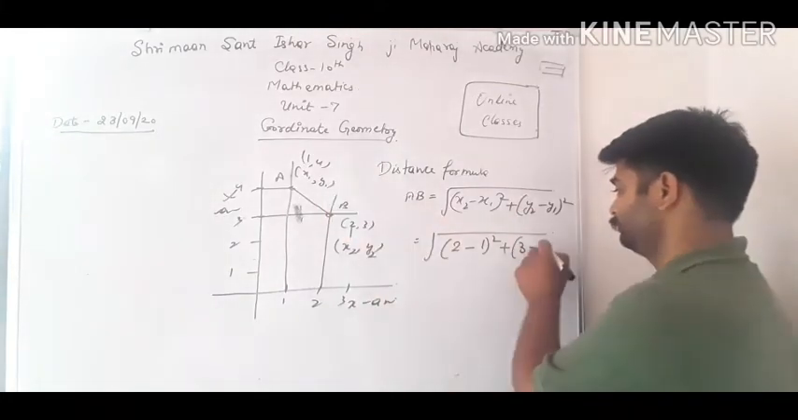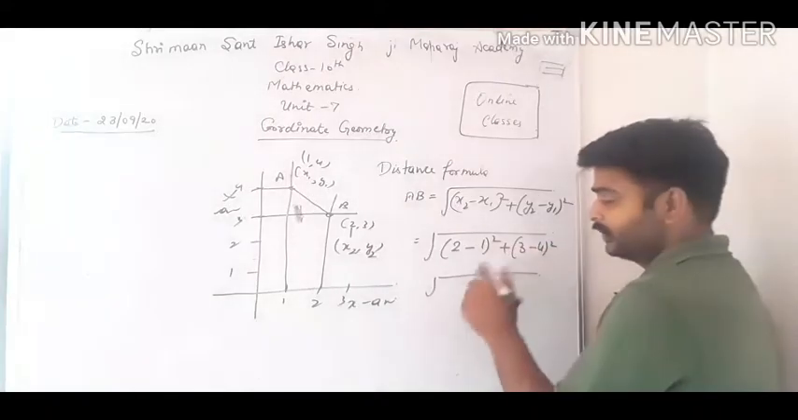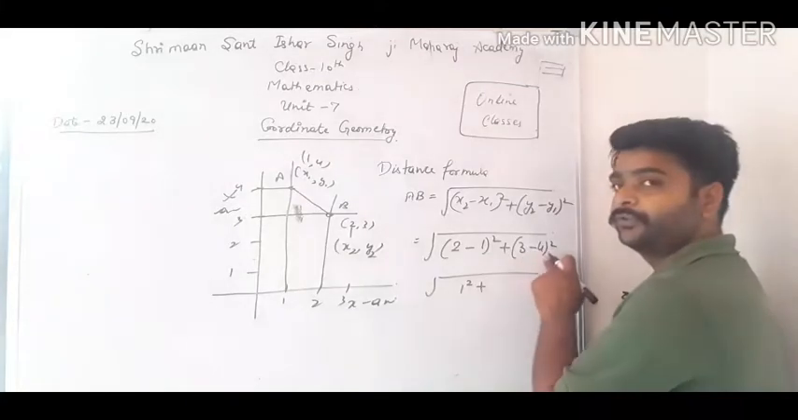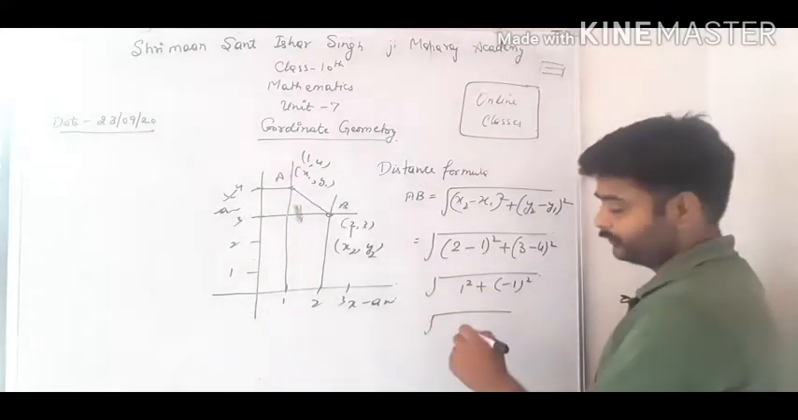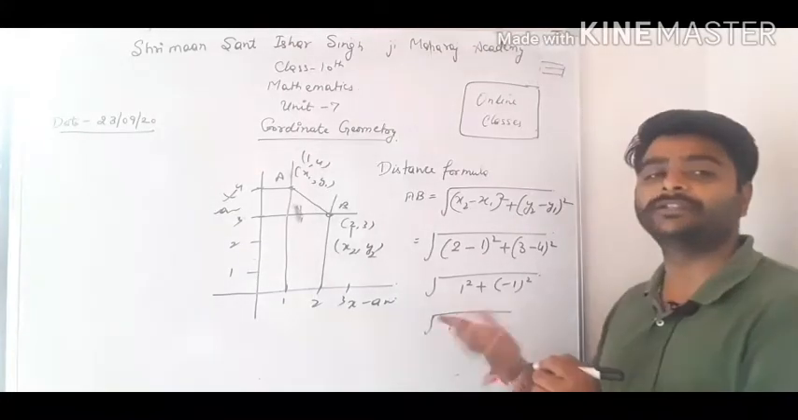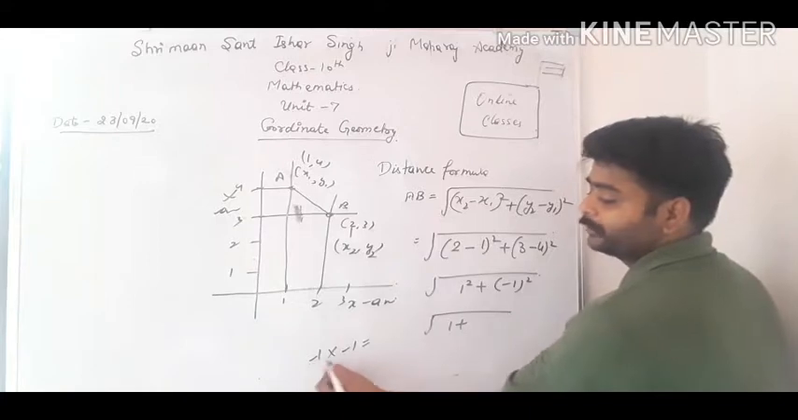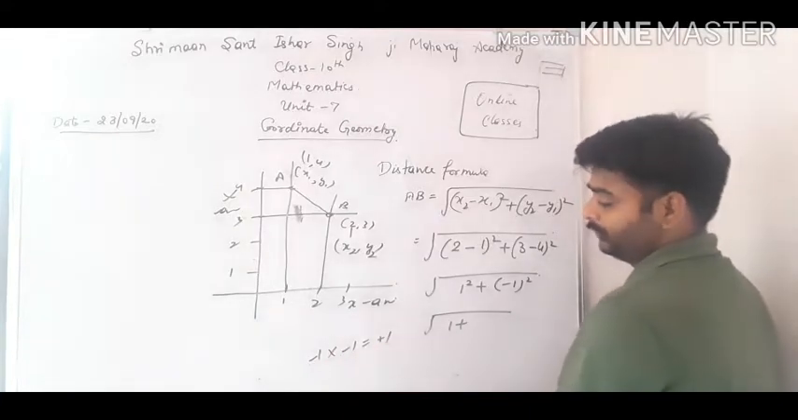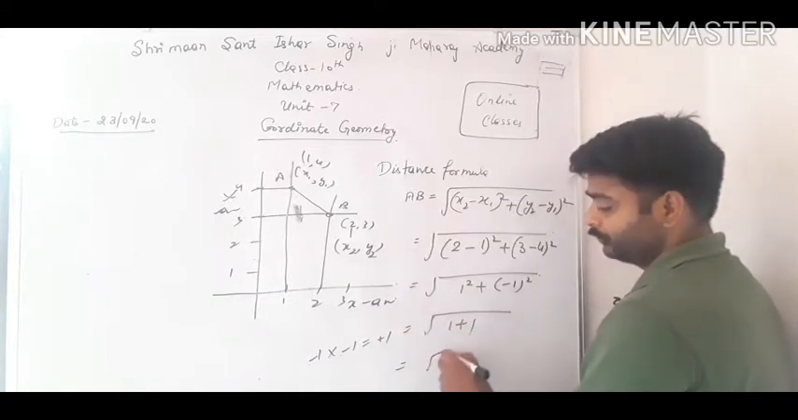y1 is 4, whole square. So 2 minus 1 whole square is 1 squared, plus 3 minus 4, which is minus 1, whole square. Class, the square of 1 is always 1 and the square of minus 1 is again 1. How? Minus 1 into minus 1, minus times minus is plus, 1 into 1 is 1. Got it class? Now it's root 2.